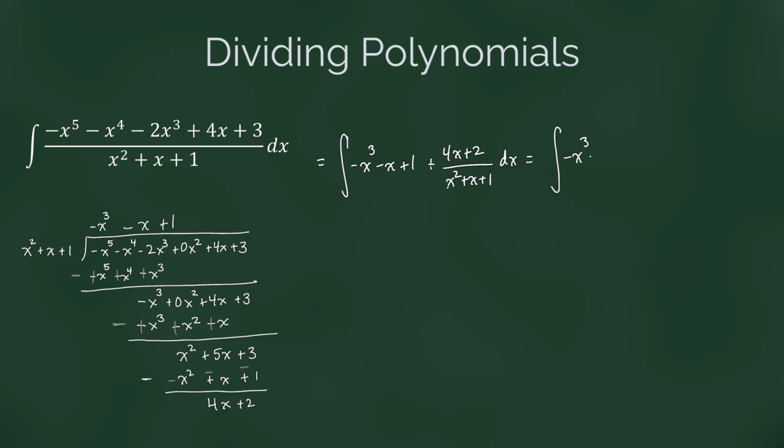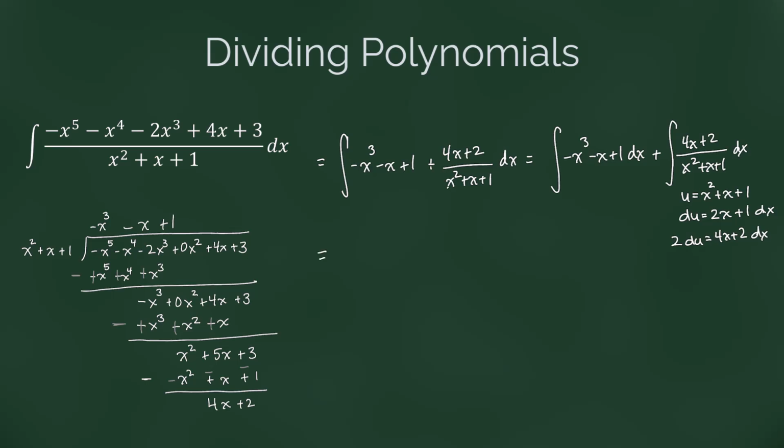The first half of that's fairly easy to integrate. So we'll rewrite this as the antiderivative of negative x cubed minus x plus 1 dx plus the antiderivative of 4x plus 2 over x squared plus x plus 1 dx. If we look at that second part, we're going to need a substitution, noticing that the denominator's derivative appears in the numerator. So we'll let u be the denominator. du then is 2x plus 1. Multiplying by 2, we get 2 du is 4x plus 2 dx.